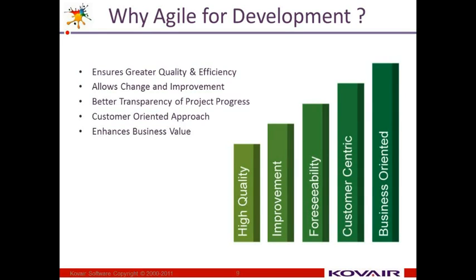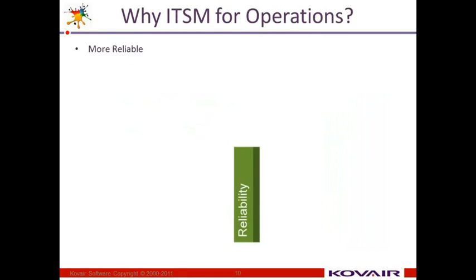So now that we are aware of the reasons for using Agile for development, we'll come to ITSM for operations and the reasons for it. We are doing it because it is more reliable. ITSM defines common concepts and terms within an integrated set of best practices that evolves to meet market needs in a cycle of continual improvement.